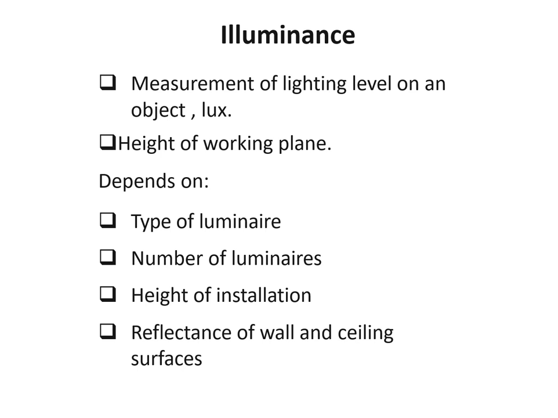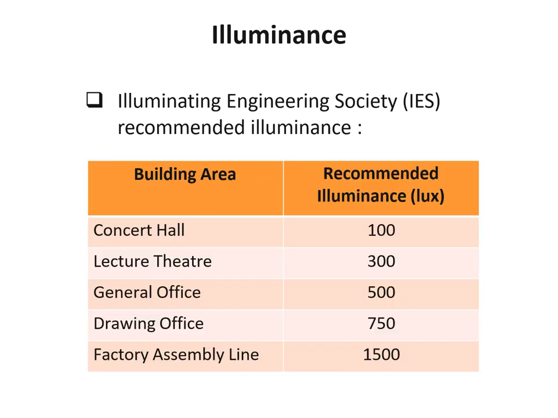Okay, next up, we'll talk about the term illuminance, which is basically how you measure the lighting level on an object. It is measured in terms of lux. It depends on the type of luminaires, the number of luminaires, the height of an installation, the height of the working plane, and the reflectance of the wall and ceiling surfaces. So these are the variables that affect the performance of illuminants. Once again, the Illuminating Engineering Society, in short, we call it IES. When you go and practice, you will come across this term.